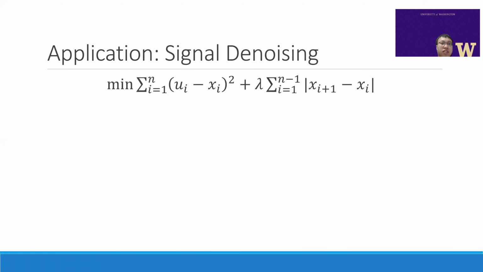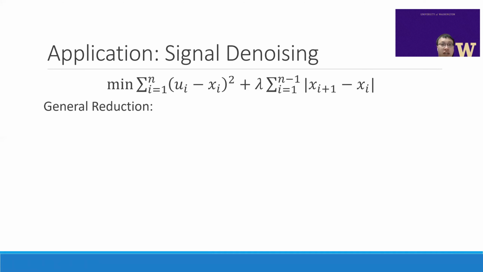The second interesting application is signal denoising. Given an input signal U, we want to minimize the following function. Here, the first term restricts the output signal to be close to the input signal, and the second term controls irregularity of the output signal. How can we reduce this problem to our convex generalization?